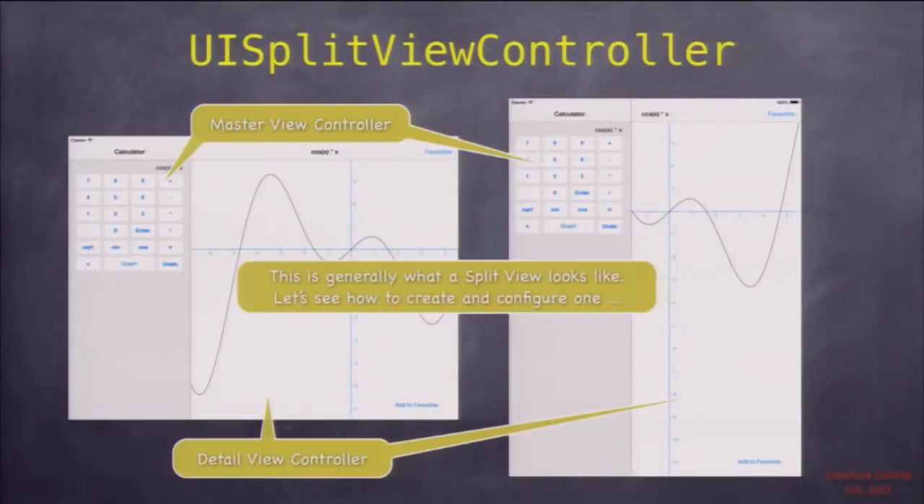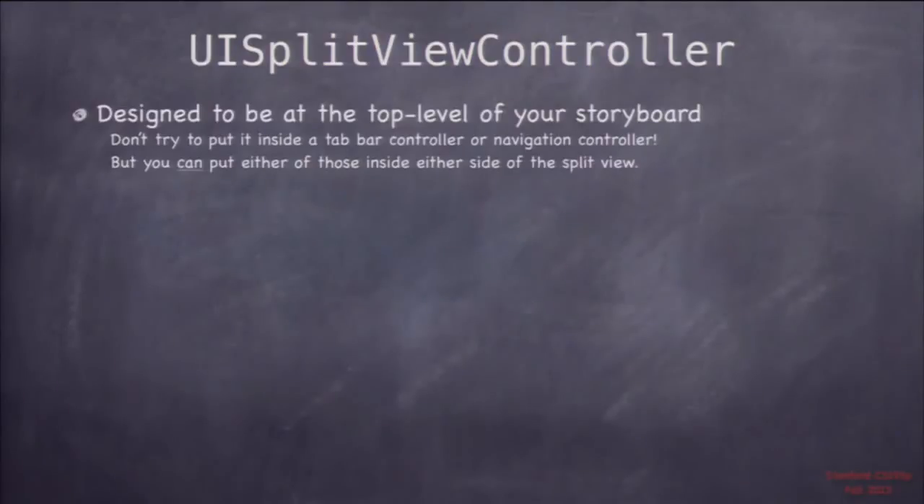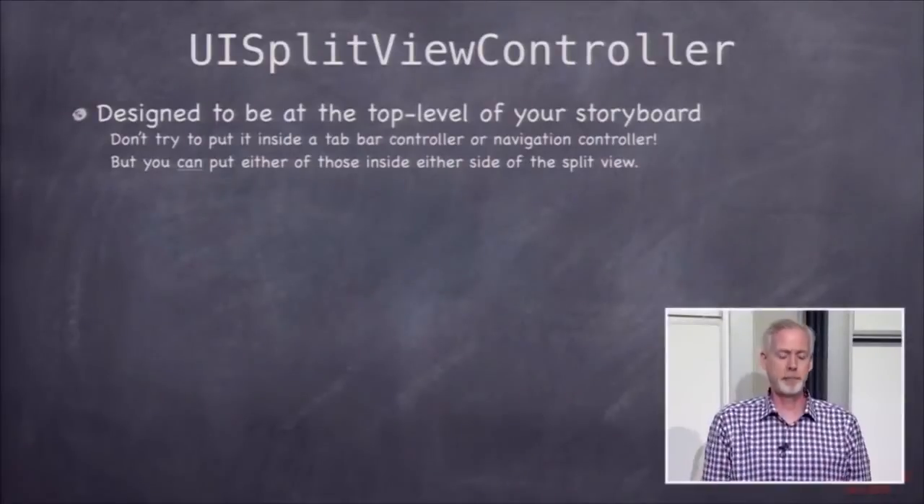Okay, this is a calculator, so it's got two MVCs, a calculator keypad MVC, and then a calculator graphing MVC that knows how to graph things. So it's like a graphing calculator. The SplitView controller is designed to be at the top level. So don't put a split view controller inside a navigation controller or inside a tab bar controller. Just don't do it, okay? It's not really designed to work that way. You can put those things inside it, in either side, but don't put the split view inside them.